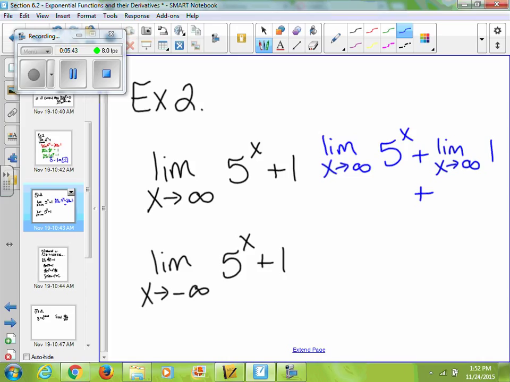Well, what is the limit as x approaches infinity of 5 to the x, if I let 5 be my base? Look at rule number 1 for your limit rules for exponential functions. Since a is greater than 1, right, because 5 is bigger than 1, what is my limit as x approaches infinity? Infinity, right? Okay, so this becomes infinity. And what's the limit as x approaches infinity of 1? 1, yep. And infinity plus 1 is infinity.